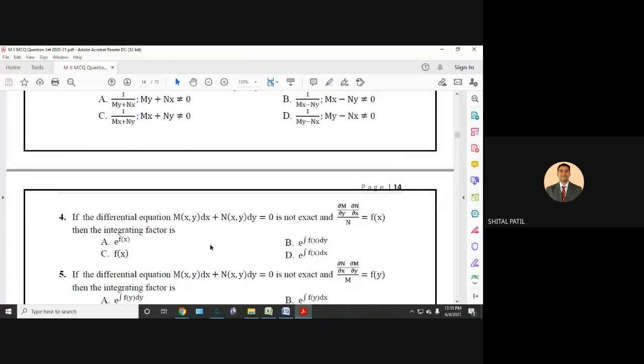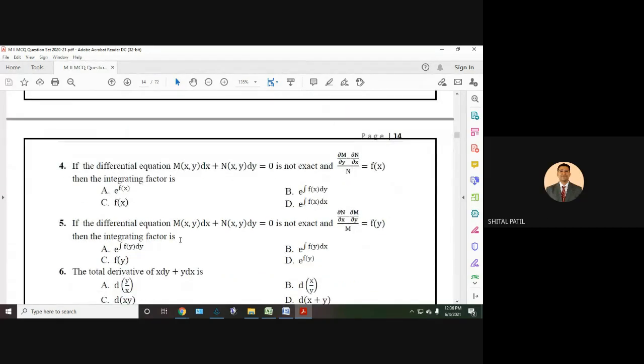Roll number 6. Yes, sir. If differential equation is non-exact and del m by del y minus del n by del x divided by n equal to function of x, then what is the integrating factor? Sir, C. E raised to, how is it f of x? You're not studying anything. E raised to integration of f of x dx, option D. Okay, sir. It seems you are not studying.